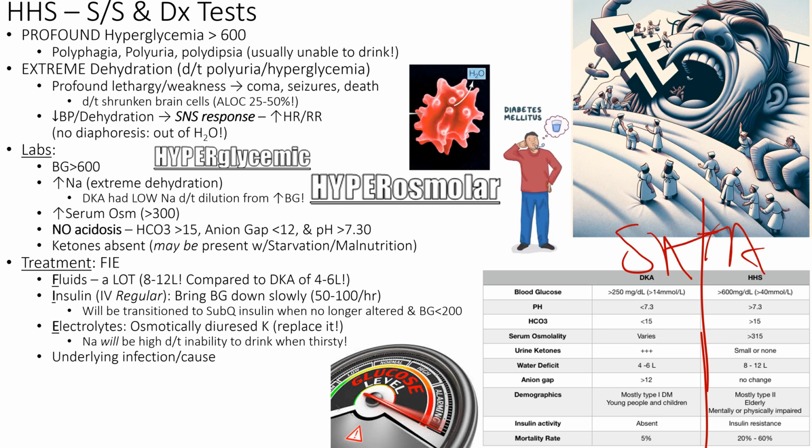All right, so which one? The patient has HHS, what do you expect? Patient has DKA, what do you expect? What do you do for treatment? What do you do for nurse interventions, right? What do you think the causes might be? Okay, so do they have acidosis in HHS?